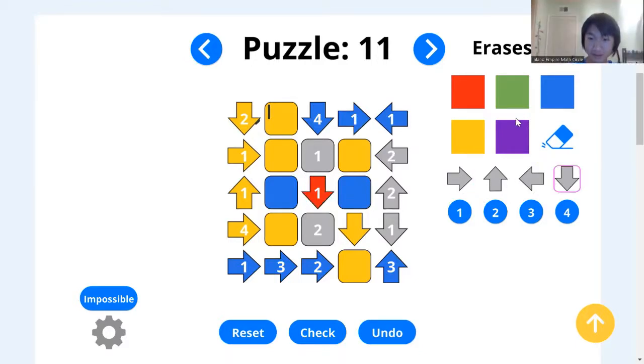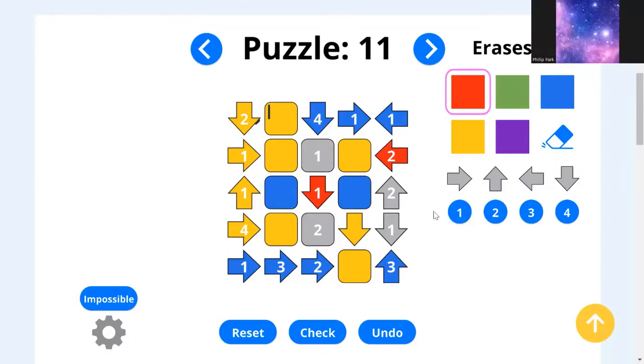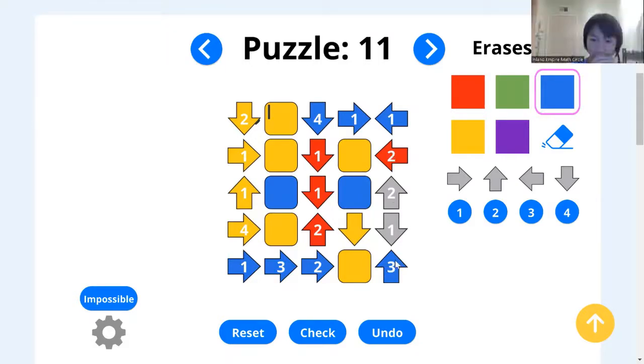Yeah, exactly. I see what you mean. Or no, that wouldn't be the loop. Wait, what? Yeah, that would be the loop. Red. Yup. Oh, this blue doesn't work.